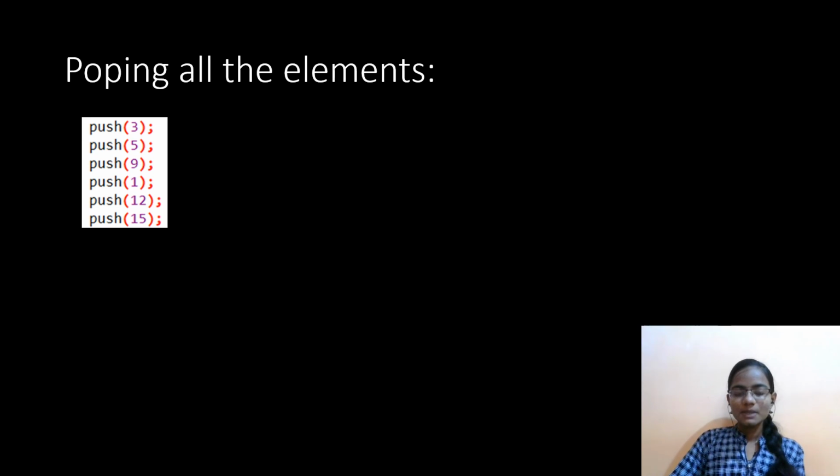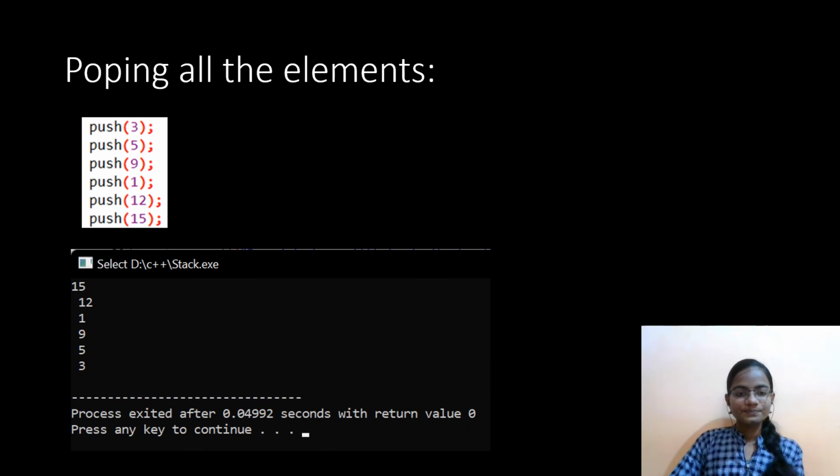See, these are the elements which we have pushed, and now we are going to pop out every element. 15, 12, 1, 9, 5, 3 have been popped out. The element which is inserted last has been popped out first, last in, first out. Or the first element, like 3, which is inserted first will be removed last. This is a simple stack program implementation.